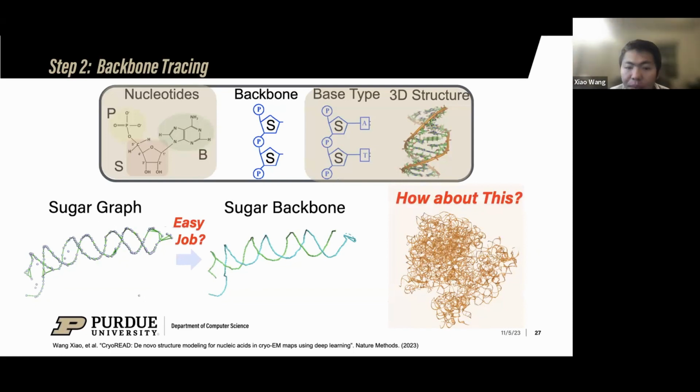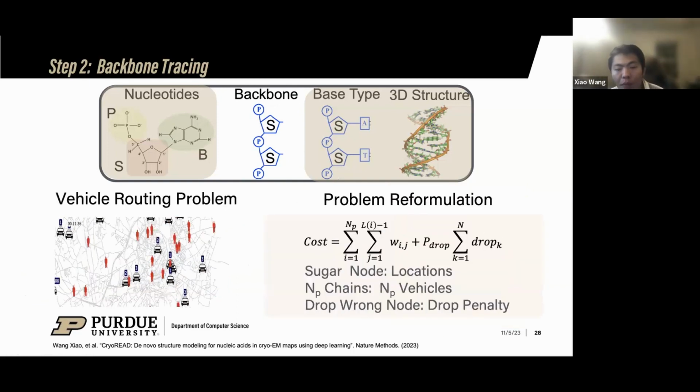Well, for this example, it seems to be a quite easy task. But if you look at more common examples in our dataset, those very big graphs, it's very hard to trace the backbone accurately. Therefore, we propose to reformulate it as a vehicle routing problem to solve the problem.